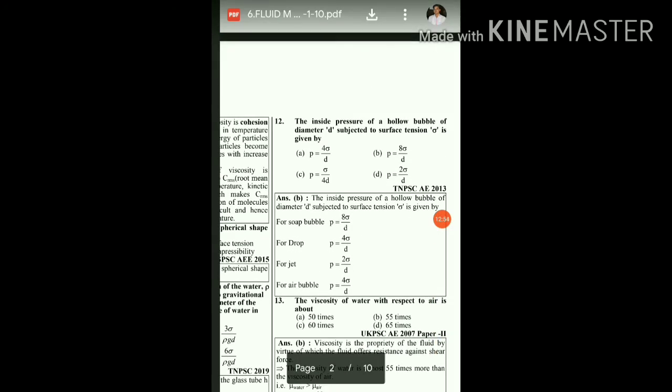The next question: the inside pressure of a hollow bubble of diameter d subjected to surface tension sigma is given by, so here the correct option will be option B, that is P equals 8 sigma upon D. Similarly for a water drop it is 4 sigma upon D. For a jet coming out of a nozzle it is 2 sigma upon D. For an air bubble it is 4 sigma upon D. So for the given question the correct answer will be 8 sigma upon D. So option B will be the right answer.